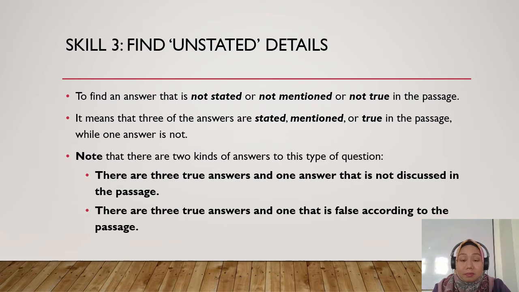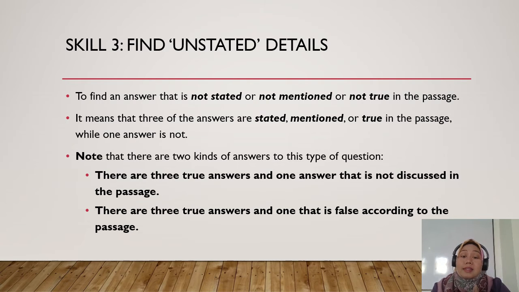Basically, for this skill, you will have to find an answer that is not stated, not mentioned, or not true in the passage. It means that of the four multiple choices in the test book, three of the answers are stated, mentioned, or true in the passage, while one answer is not.